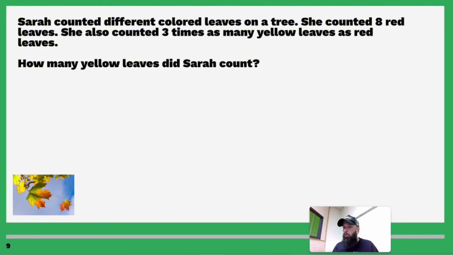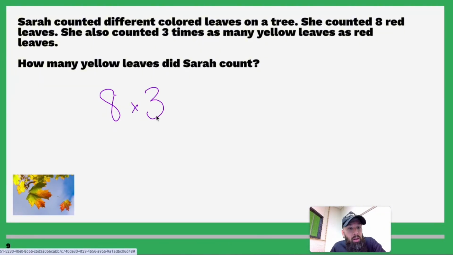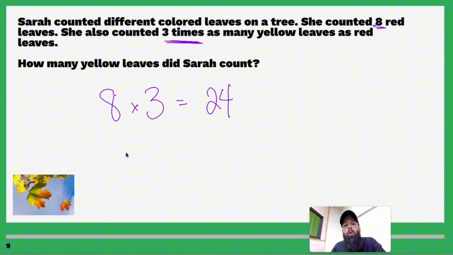And you should too. So let's look at some of these word problems. Let's use the word problems and come up with a times or a multiplication problem. Sarah counted different colored leaves on a tree. She counted 8 red leaves. She also counted 3 times as many yellow leaves as red leaves. So she counted 8 red leaves, and 3 times that is yellow leaves. How many yellow leaves did Sarah count? 3 times 8 is 24. So we will write out words 24 yellow leaves.